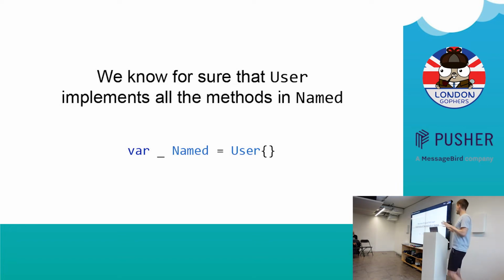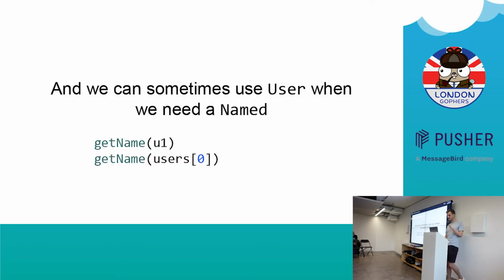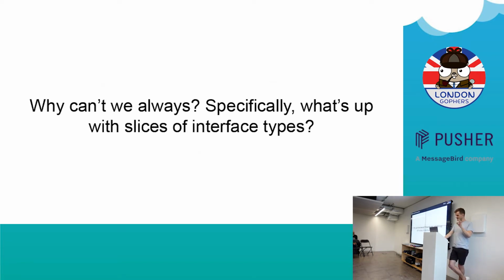Now, there's nothing wrong with this. We know for sure this is working. Like, user definitely implements all the methods in name. That's not the problem. And we know for sure this is true. This is where the interesting mystery is, right? We can use a user where we need a named all the time. We can use it in single argument functions. We can use it in values. It's all working fine. So specifically, what's up here?